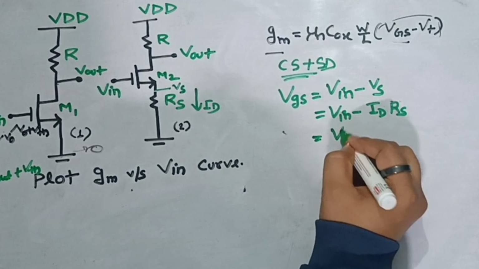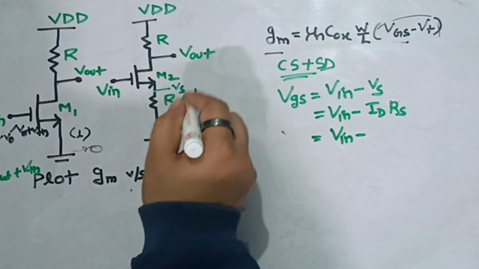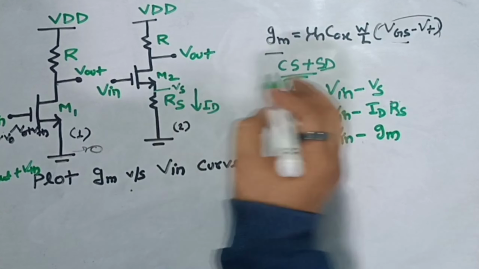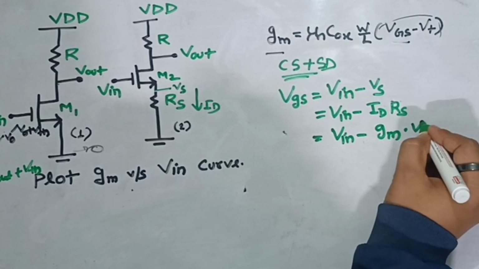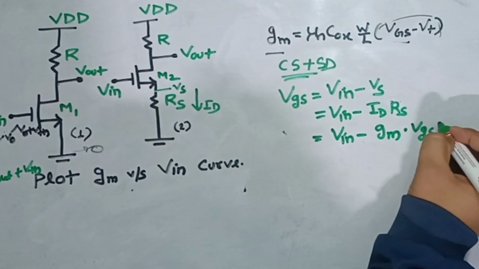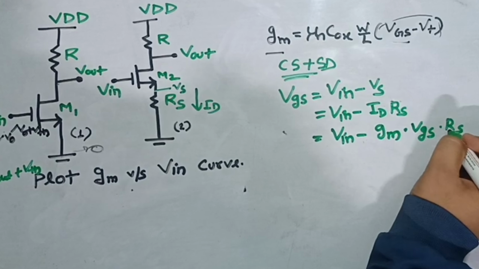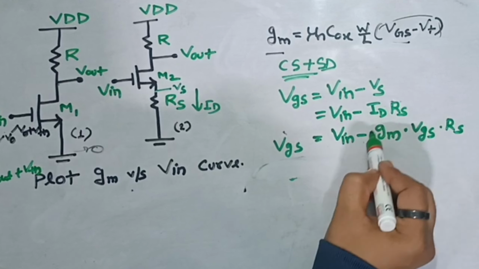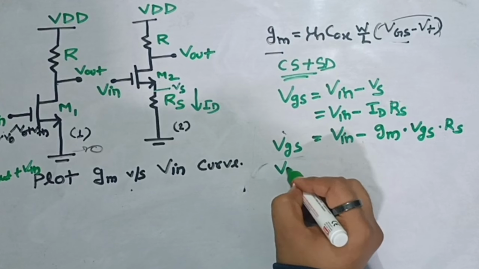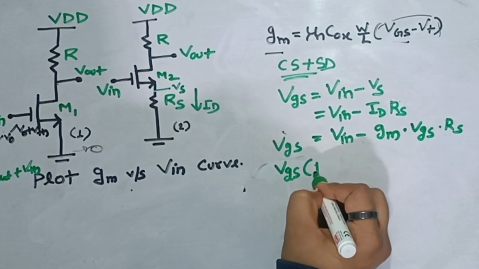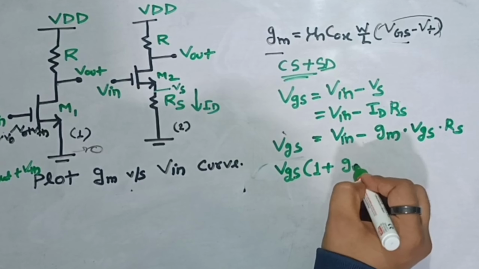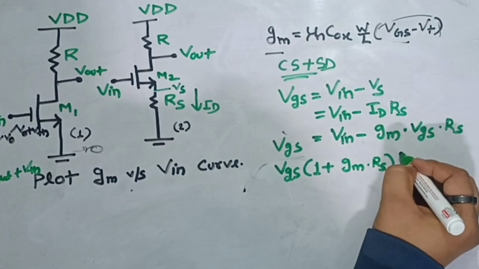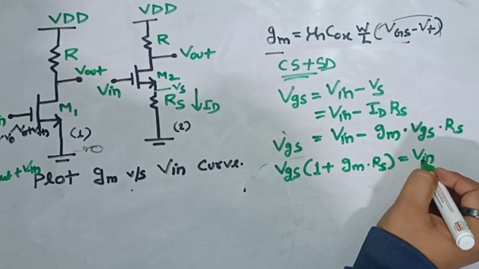Now we know this ID is drain current of this MOSFET that can be given by GM of this MOSFET into VGS of this MOSFET, right? And RS is anyways there. So this we are calculating VGS. So if I bring this term on the left hand side, I can take VGS as common, I will get 1 plus GM into RS, and that would be equal to V in, right?